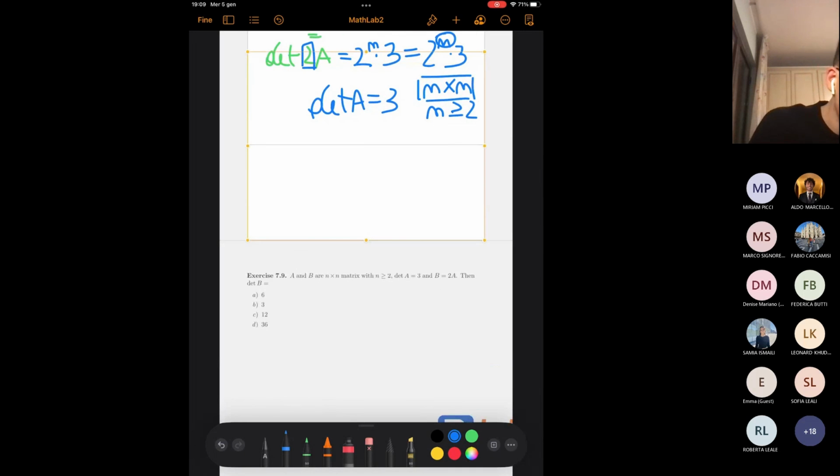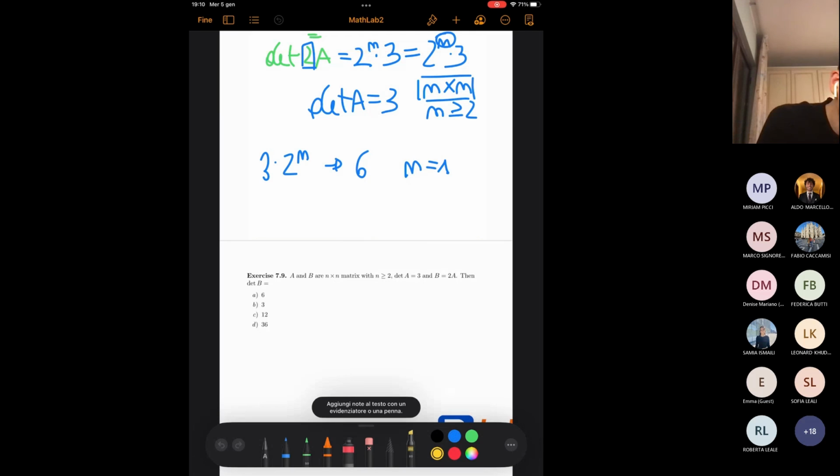But if we want to analyze these results, 3 times 2 to the power of n, can it be equal to 6? It will be equal to 6 if and only if n is equal to 1. But n has to be always greater than or equal to 2. So the first choice is not possible, and so A cannot be considered.